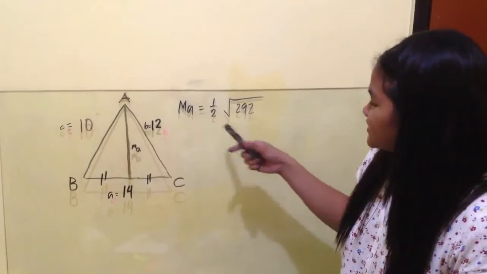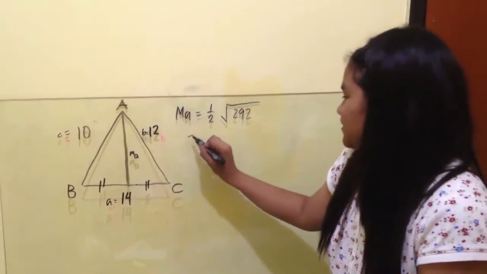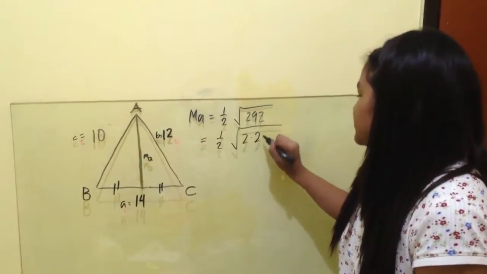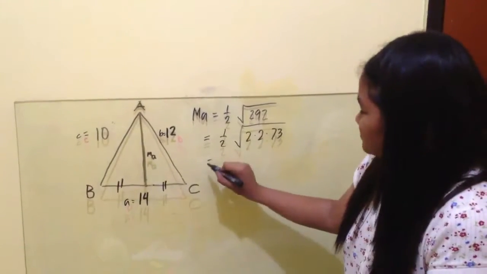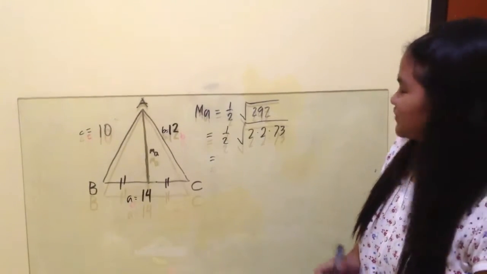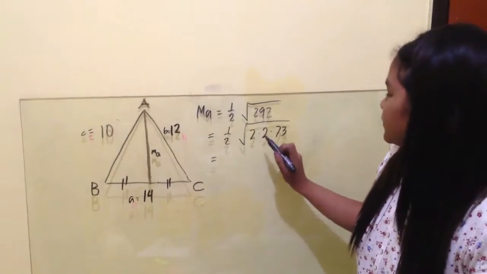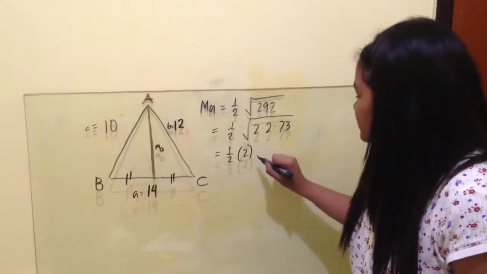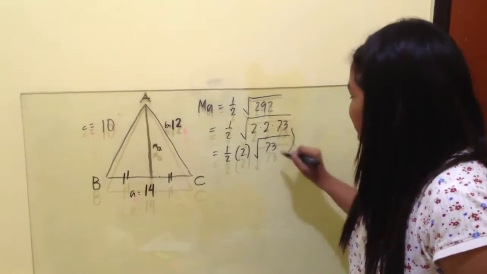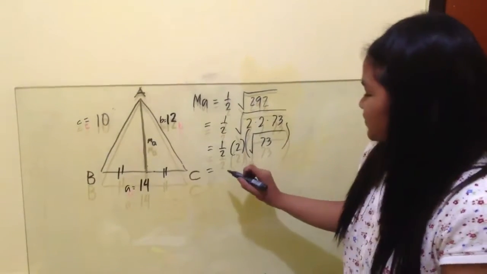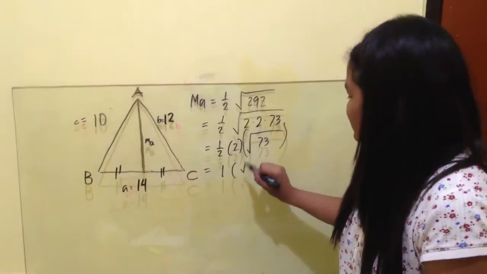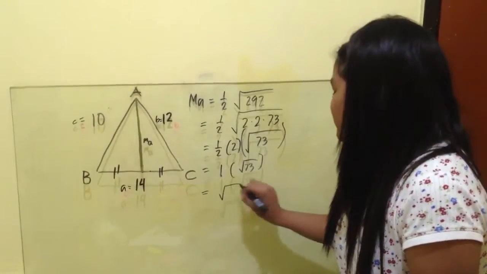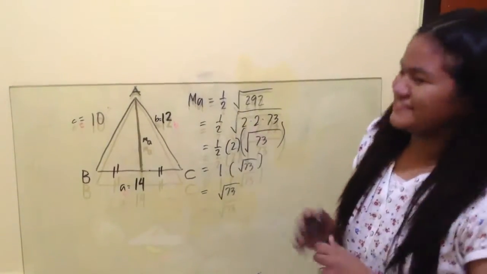We factorize the number inside the radical, which is 292. We will get 1/2 square root of 2 times 2 times 73. The product of two square roots of the same number makes a rational number. So 2 will be placed outside the radical sign, thus making 1/2 times 2 times square root of 73. 1/2 times 2 is equal to 1, and the square root of 73 stays. So square root of 73, that is our median.